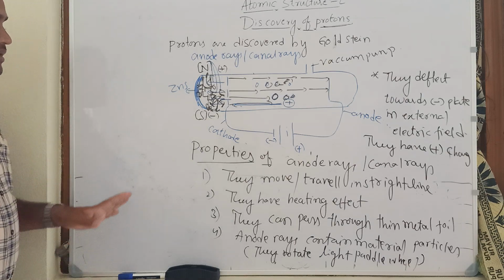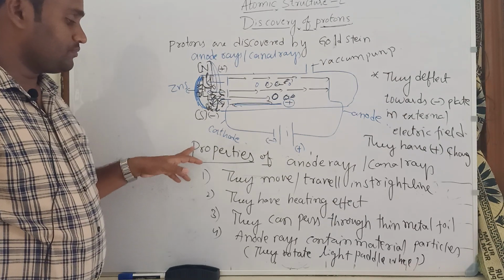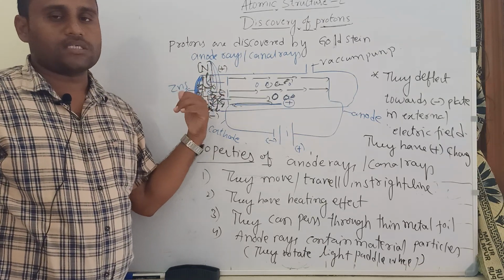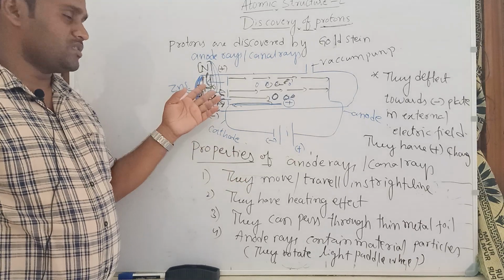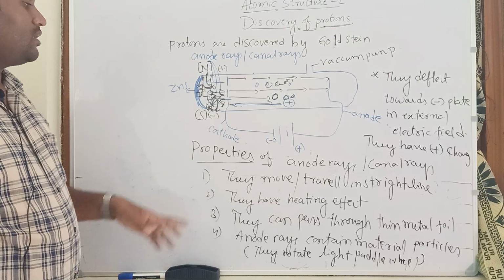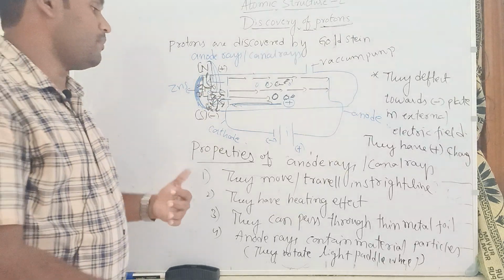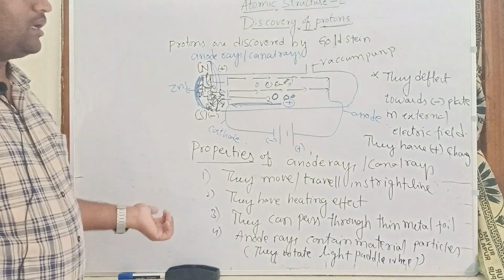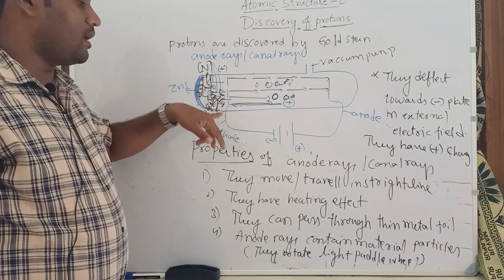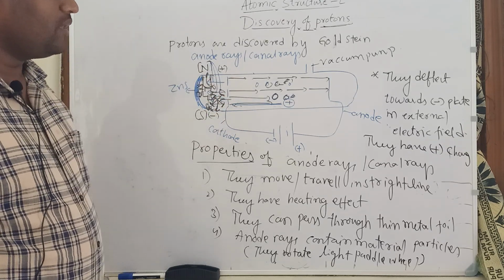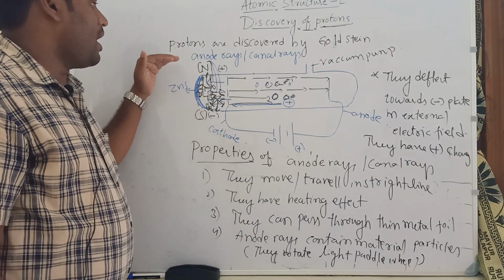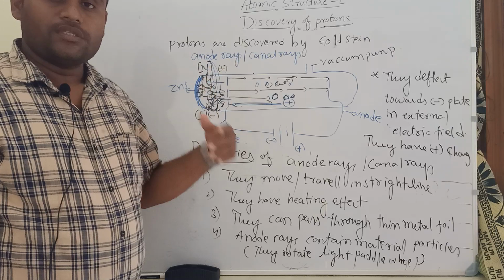Then coming to the properties of anode rays. They travel in a straight line. They cast images. They have a heating effect, which means you can observe the temperature rise of a thick metal plate. They can pass through thin metal foil. Instead of thick metal foil, if you give thin metal foil, they can pass through it. And the anode rays contain material particles. How can we say they contain material particles? Because they rotate the light paddle wheel, and they deflect towards the negative plate in an external electric field, so we can conclude that anode rays are nothing but positively charged particles.